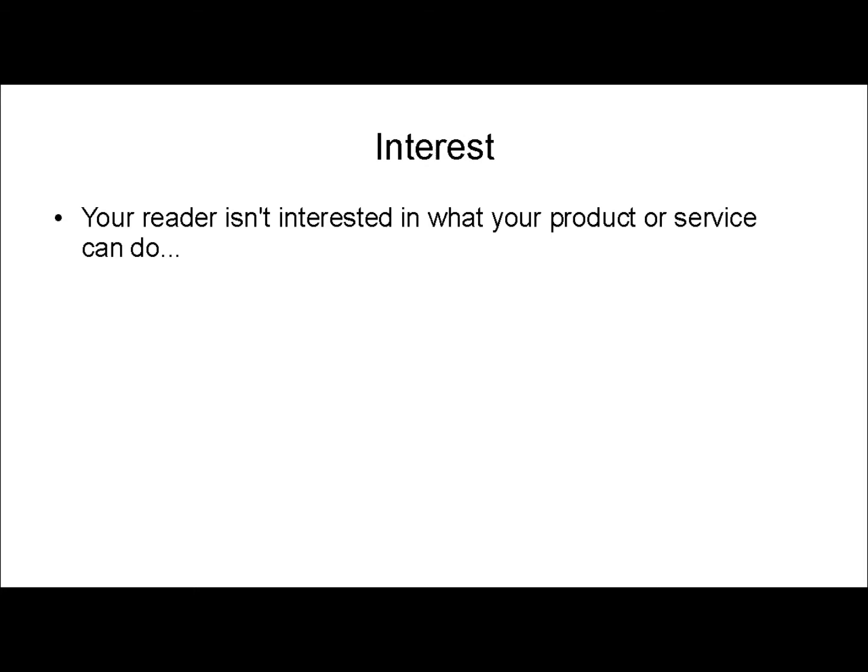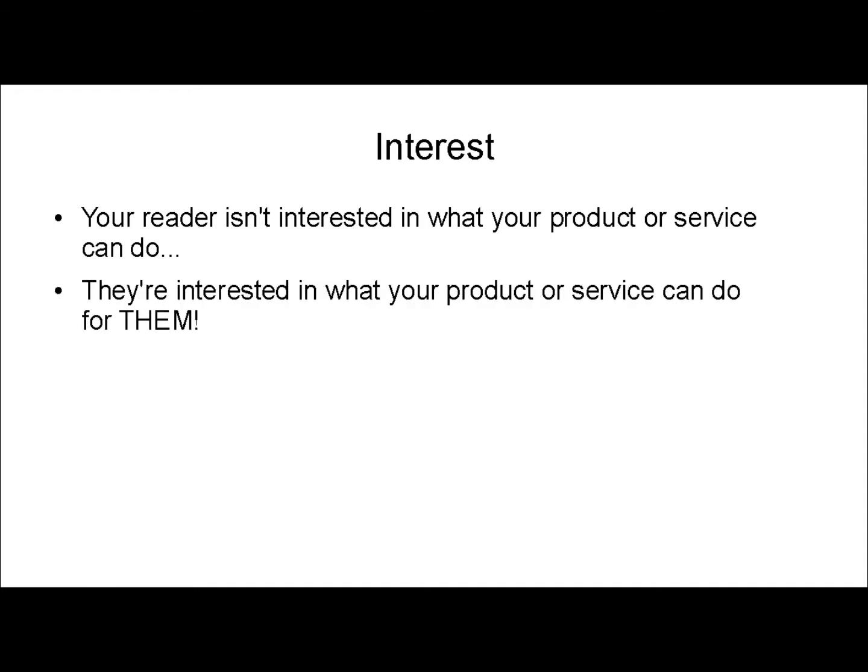Now the next step is interest, and there is sometimes some confusion when it comes to interest. Bear in mind, your reader isn't interested in what your product or service can do. They're interested in what your product or service can do for them. The reader wants to know, what's in it for me? So you've got their attention, you've shown that you are thinking along their lines. Now you want to get them interested in what your product or service can do for them. What's in it for the customer?